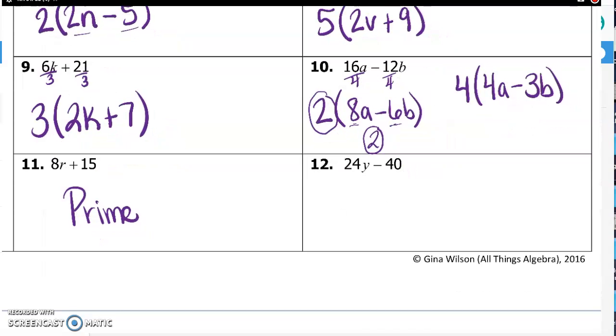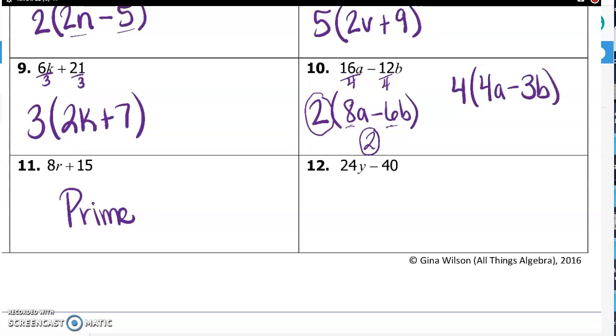Number 12, 24y minus 40. 24 does not go into 40. So when we have factors of 24, you might think 2, which goes into both. 4 goes into both. 8 goes into both. So 8 is your biggest one, but let's say we didn't realize that and we used 4.